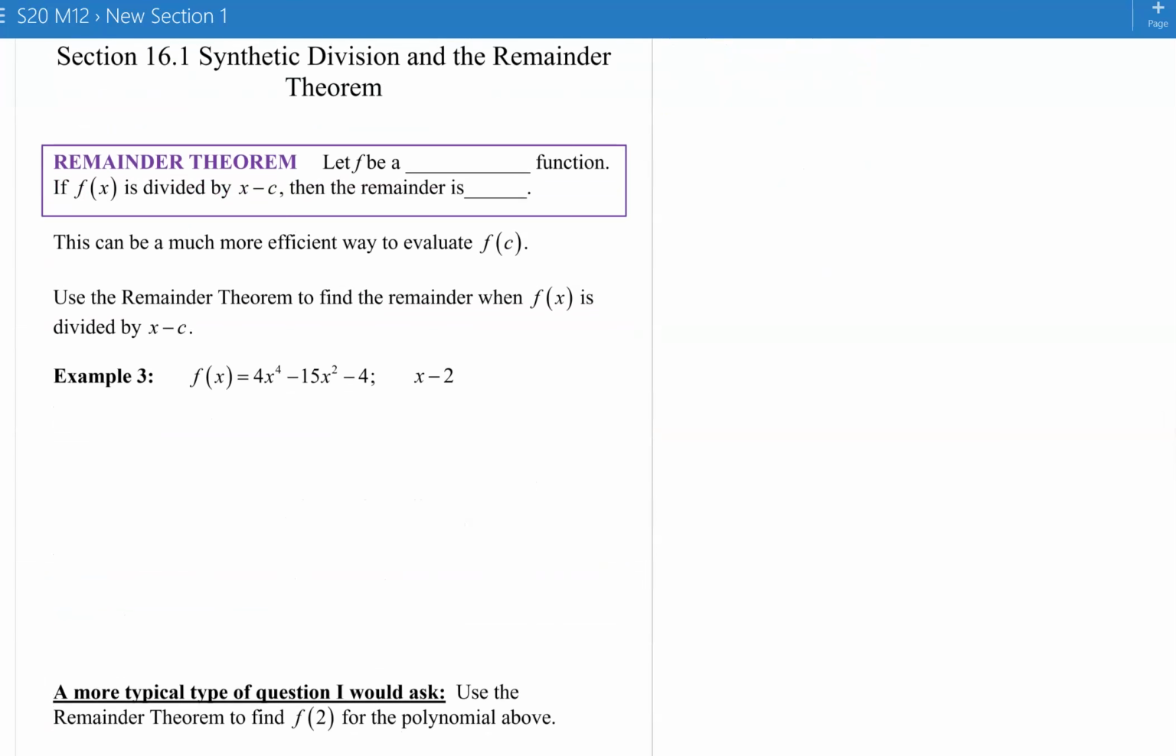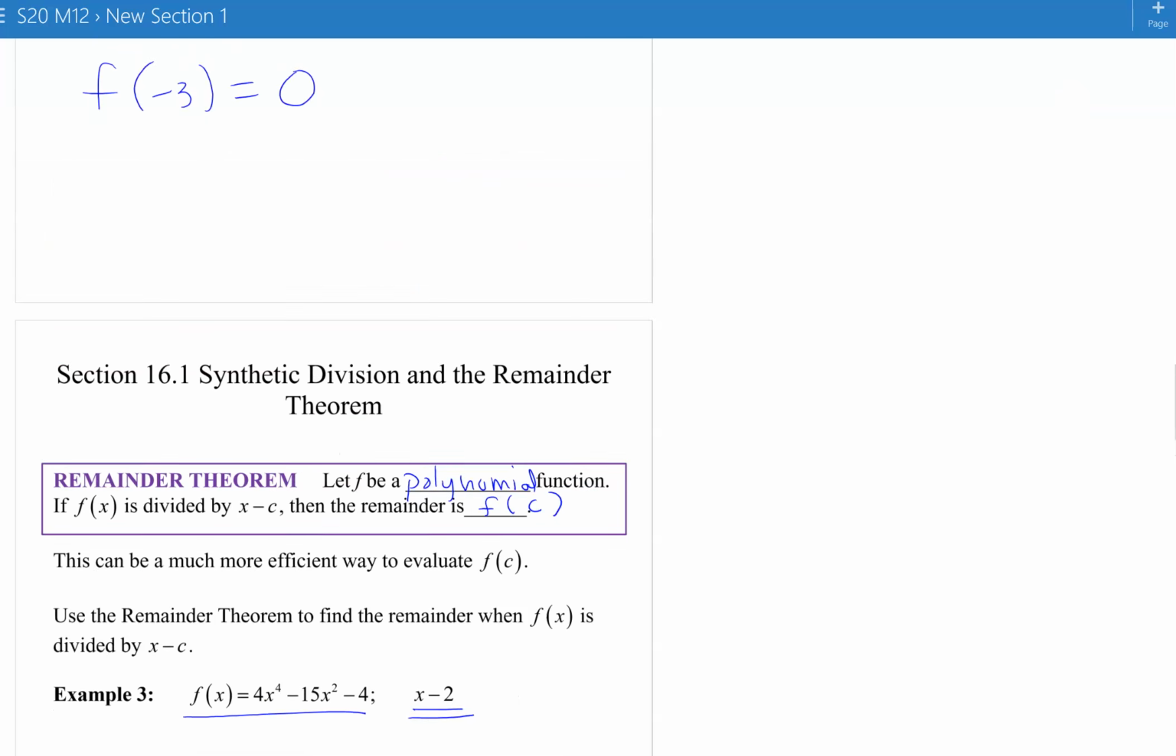Okay, so the remainder theorem says if f is a polynomial function and you divide that polynomial function by x minus c, then the remainder is f of c. So this could be a much more efficient way to evaluate f of c. If it's a really complicated, long polynomial, I find I am much faster at synthetic division than at plugging the number in. So here's how to use the remainder theorem to find the remainder when you're dividing this polynomial f by x minus 2.